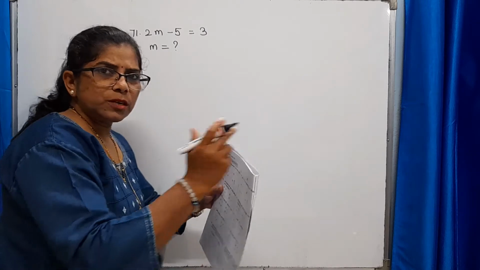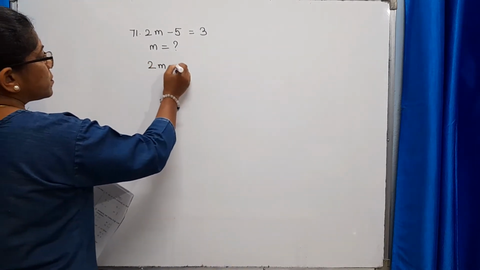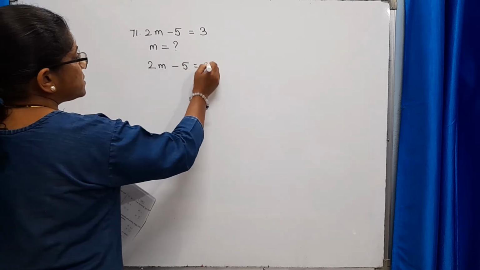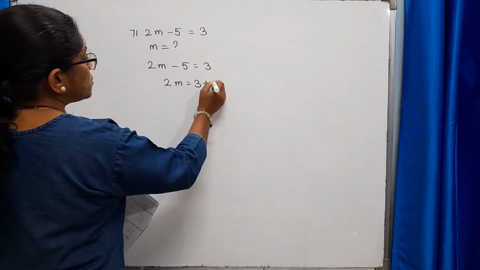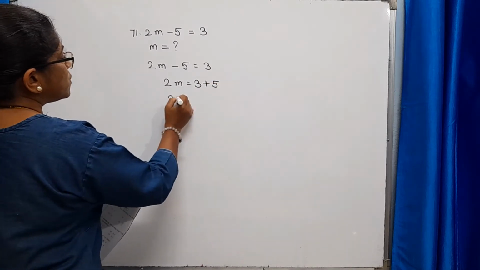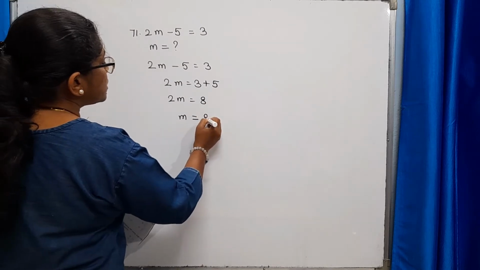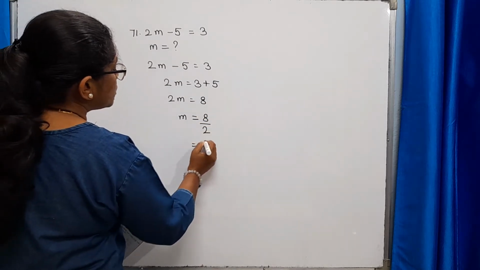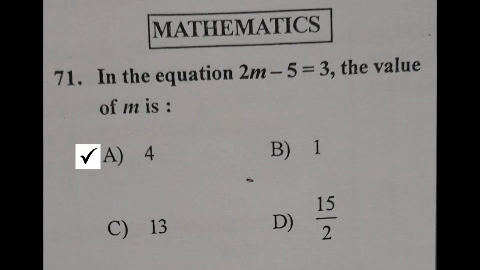So what is the general method we apply in school? 2m minus 5 is equal to 3. 2m is equal to 3 plus 5. 2m is equal to 8. m is equal to 8 upon 2, and that is 4. So the answer is option A, that is 4.